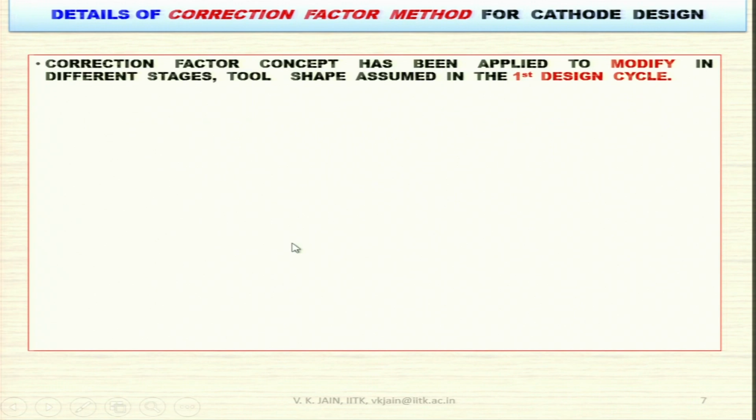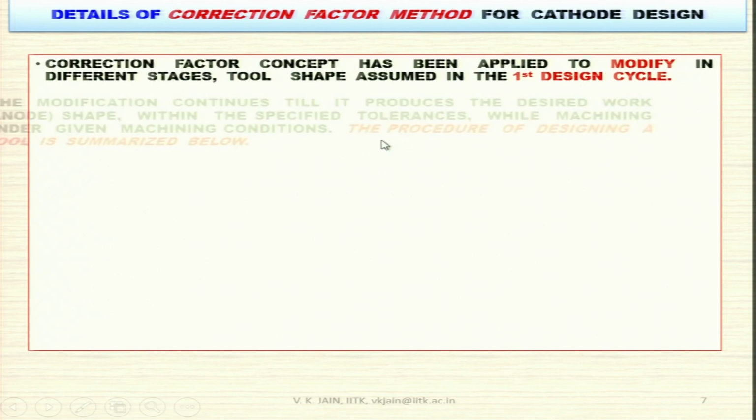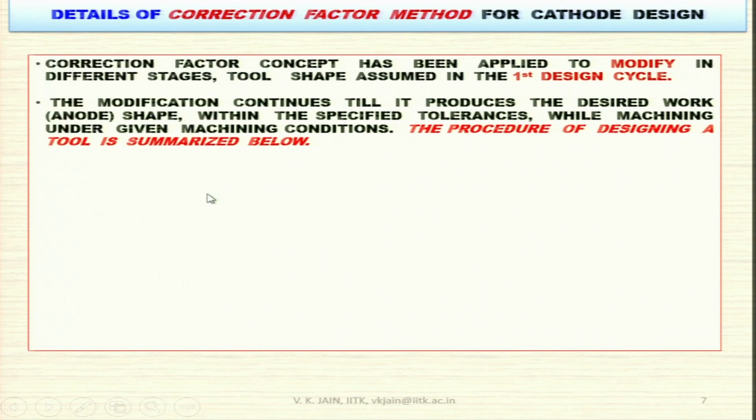Details of the correction factor method for cathode design. This is what today we are going to discuss. The correction factor concept has been applied to modify, in different stages or steps, the tool shape assumed in the first tool design cycle. The modification continues till it produces the desired work shape or anode shape within the specified tolerances while machining under given machining conditions. The procedure of designing a tool is summarized below.